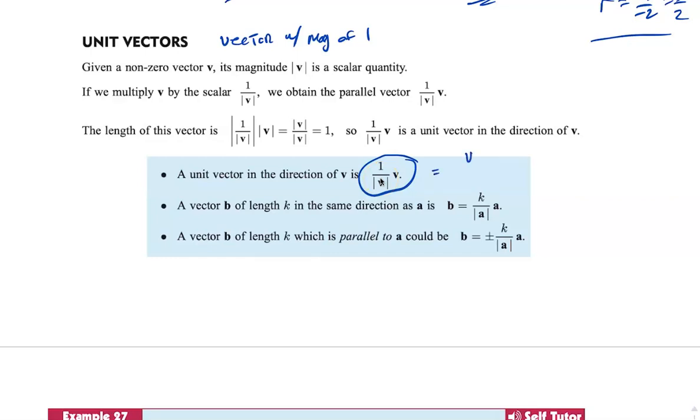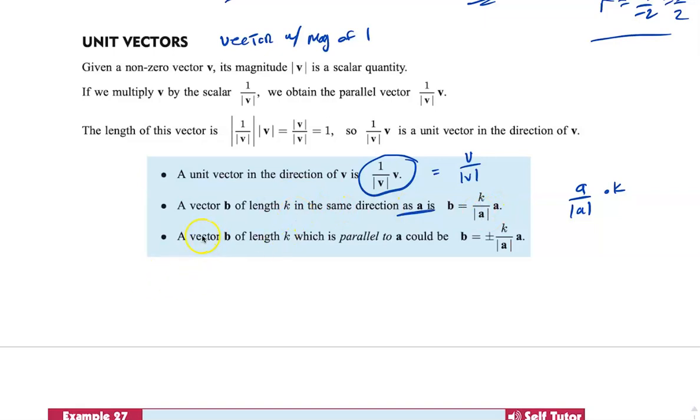So you get the vector and divide by its magnitude, and that'll give you a total value of 1. What if I want a vector B with the length of k in the same direction as a? All that means is this. Find the unit vector of a, which is a over the magnitude of a. But you want it to be a length of k, and this has a value of 1 now, so it's multiplied by k. That's all we ever do. Find the unit vector form, and then times by whatever value I want.